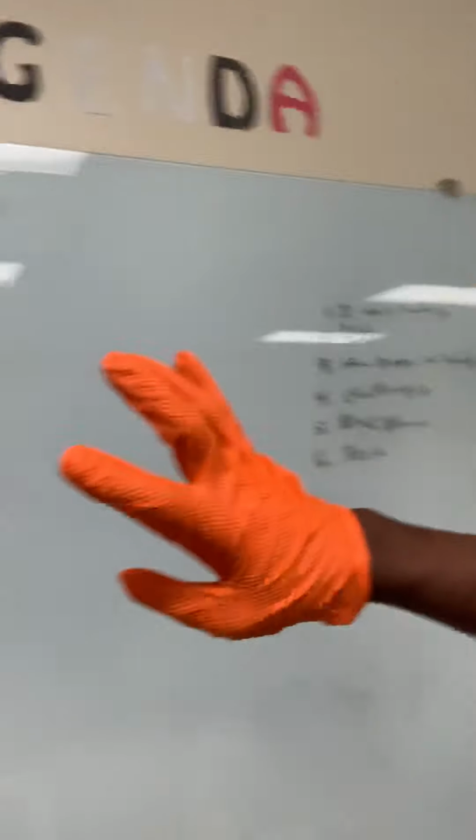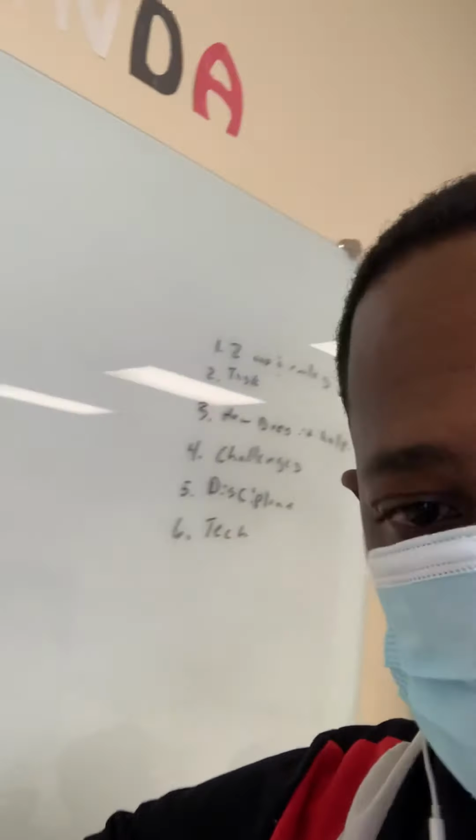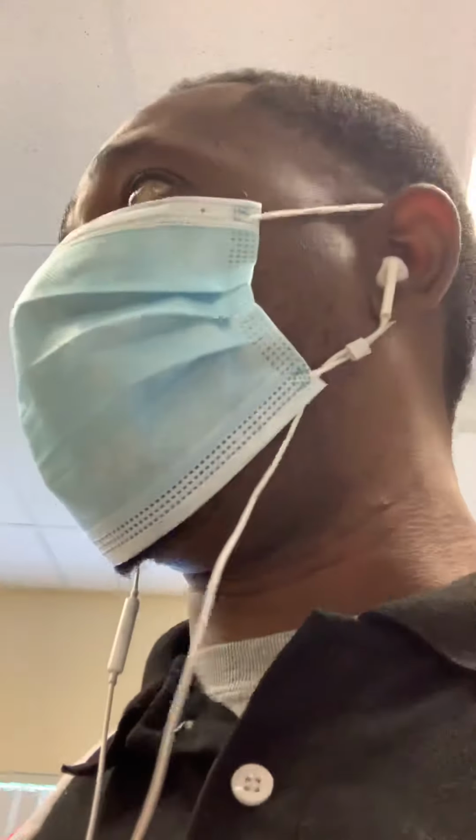Also over here I have the agenda board. And on the agenda board you can see that it always is going to have the objective, the to do now, and the I do, the you do, we do, exit ticket, giving the kids a steady routine and know where to have their heads and their eyes to be initially when they walk in.